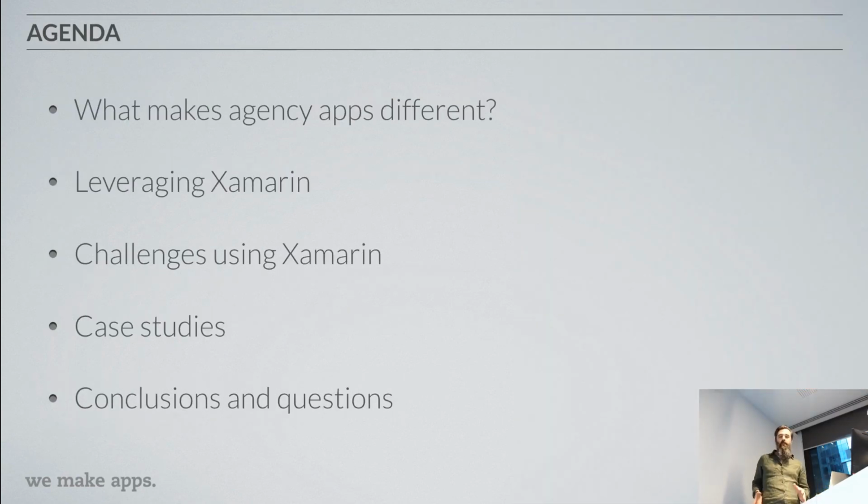What I want to talk about today is that building apps in an agency is a bit different from being embedded in a corporate and building internal apps for your own business, and how we've been able to use the capabilities of Xamarin, especially the code sharing capabilities, to build really great apps with all sorts of different requirements, internationalized apps, hardware integrated apps, all sorts of things.